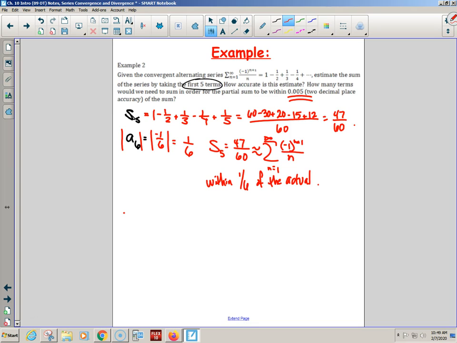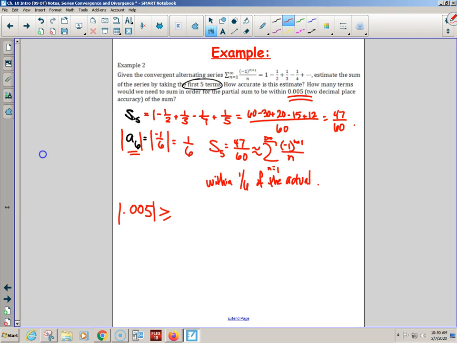So we know it needs to be 0.00. The next neglected term, right? The magnitude of the next neglected term needs to be less than or equal to... it will be within 0.005. Now, does that mean that the next neglected term is equal to exactly this? No. I just need to see how many terms I need to get within this range.